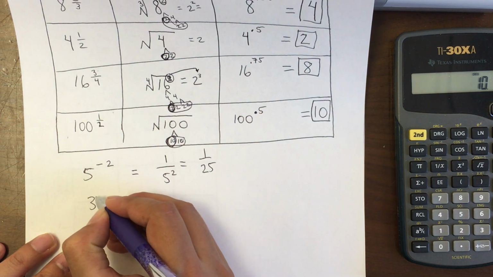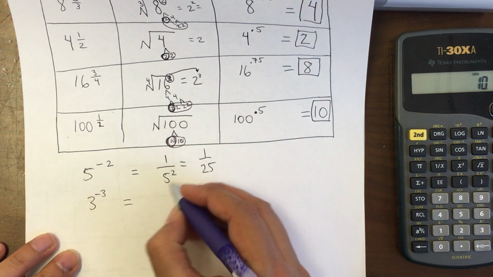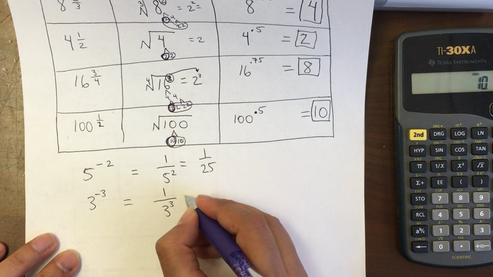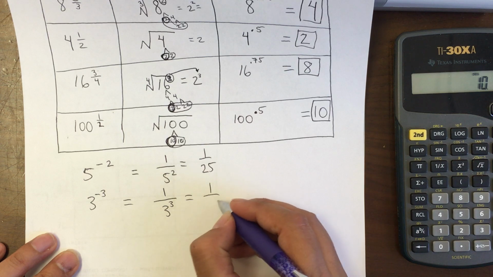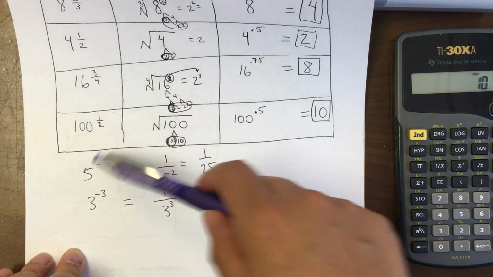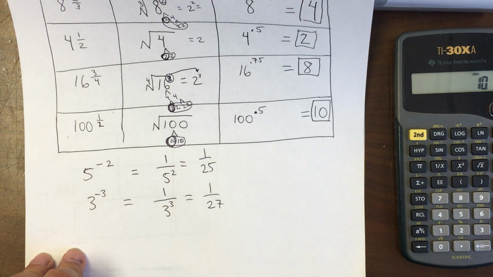Okay, what about 3 to the negative third? Well, that's 1 over 3 to the third, which is 1 over 3 times 3 times 3, which is 27. Okay, so take a minute to write that down, it's kind of like a review of what you guys have been seeing in the past.